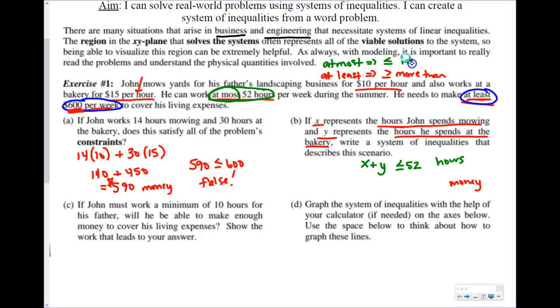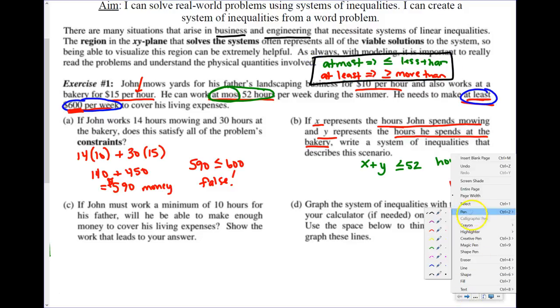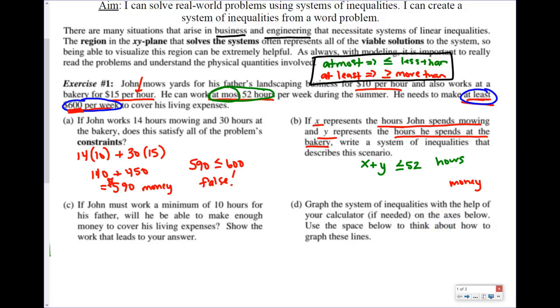I know it's kind of weird because you think of the phrase at most and you think big, so you think greater, but it's the opposite. So this right here is something you have to memorize for these word problems. If it's an at most, you're going to use a less than sign. If it's at least, you're going to use a greater than sign. So I know for my money, I have to be greater than $600.